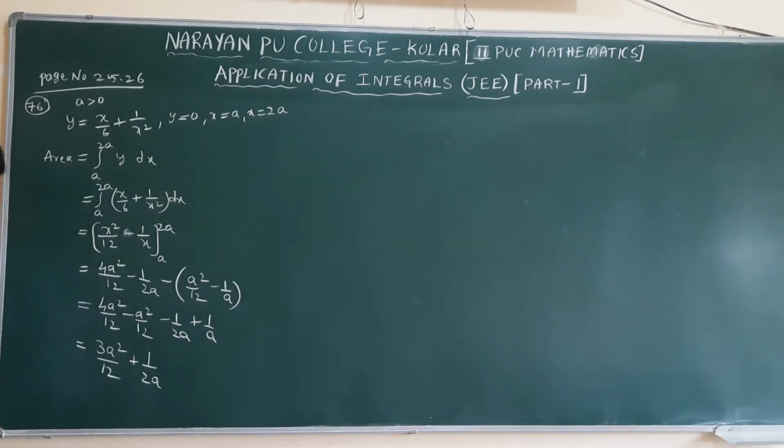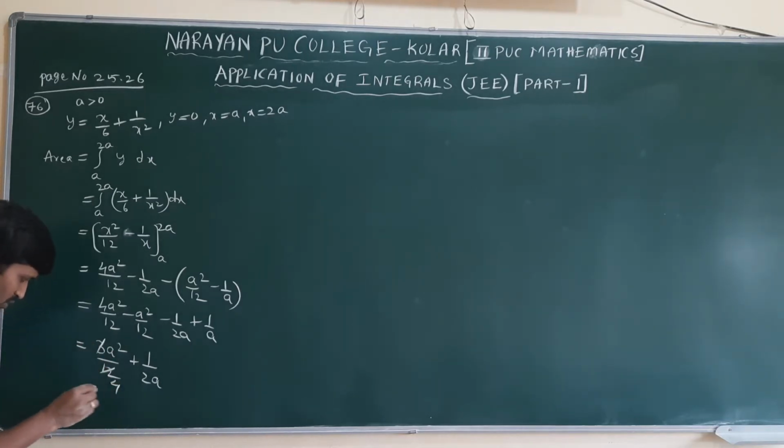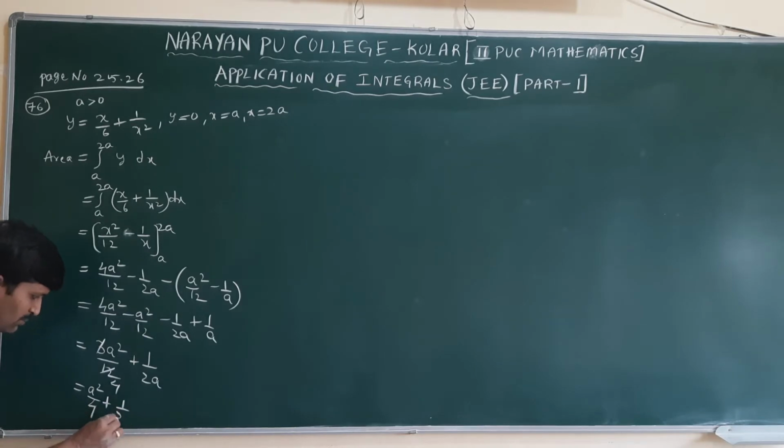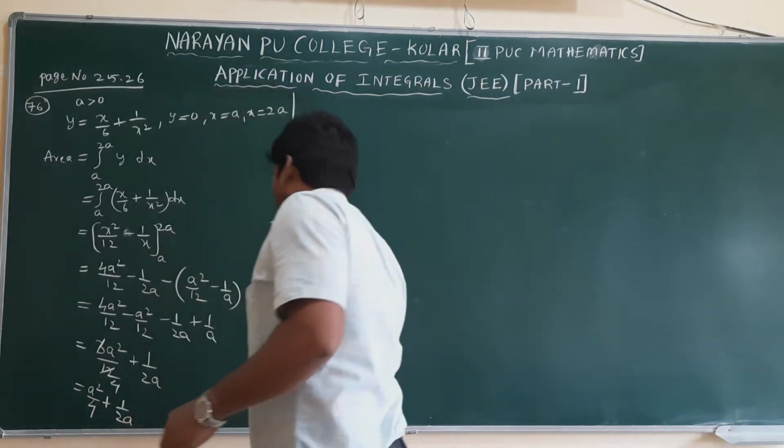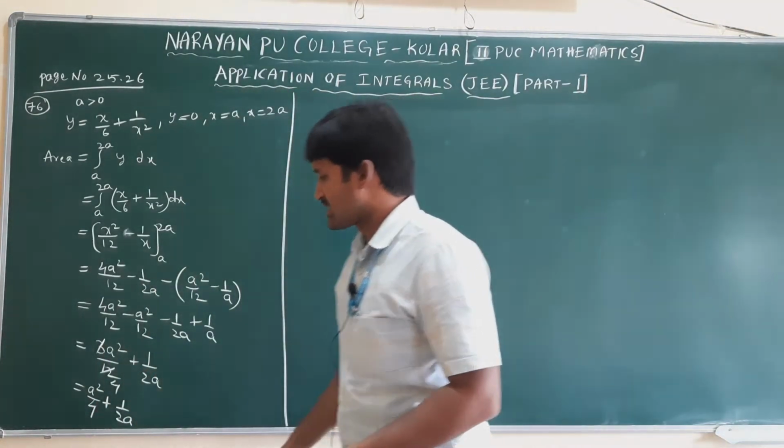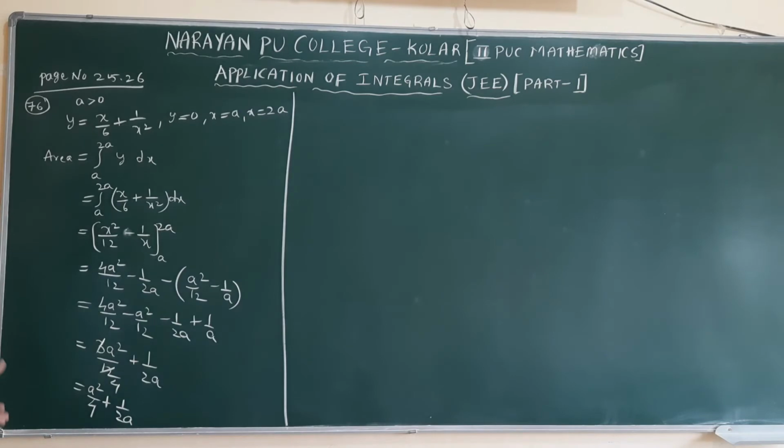Okay, the simplification. They have given wrong options, so don't follow that answer. We have 3 ones, 3 4s. So here a square by 4 plus 1 by 2a, this is the area we got in terms of a. They are asking the minimum value, the least value of a. That's why this is the area after evaluating. I will take this as a function of a.